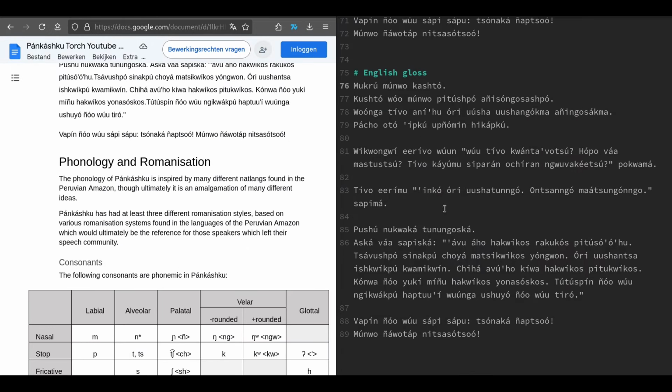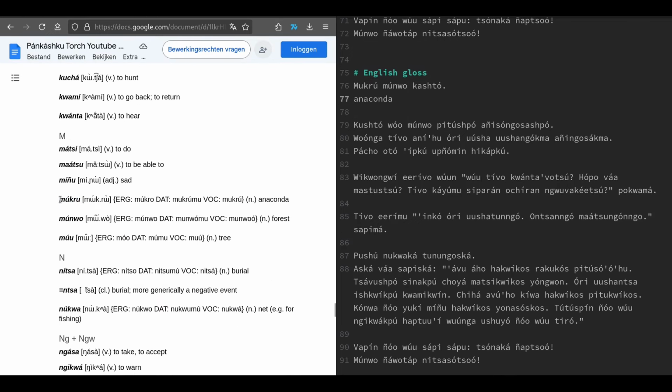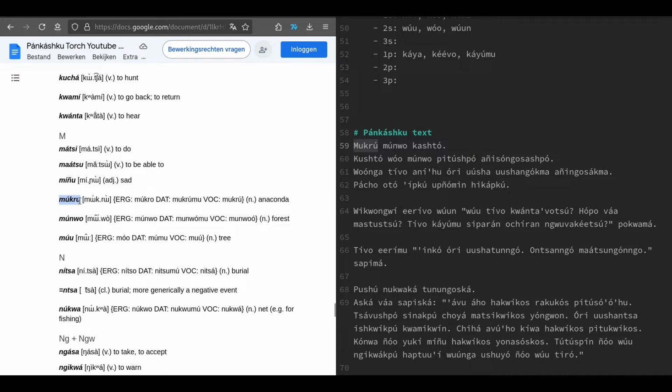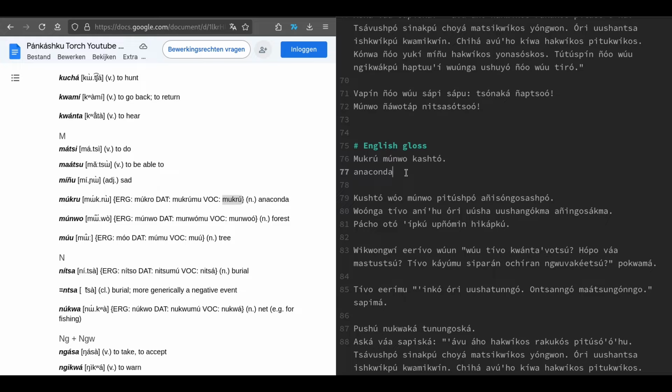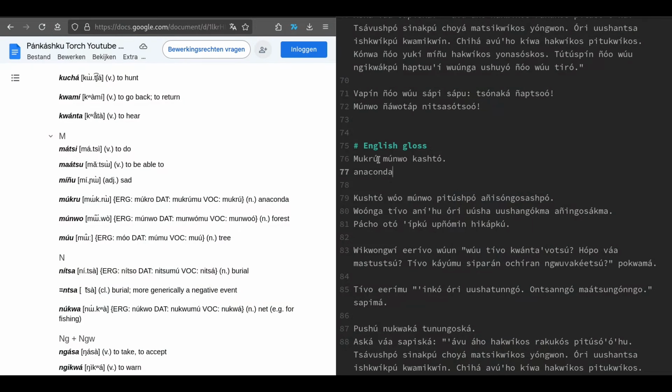Okay, so what the heck is mukru? So it looks like this, but then the tones are wrong. This is mukru, so I don't know if that's like the same thing. Oh wait, no, I see. Oh, it's a vocative, I see. Oh wow, very cool. So anaconda, how do you do gloss again? Okay, so for this mukru, I think it would be anaconda hyphen voc.